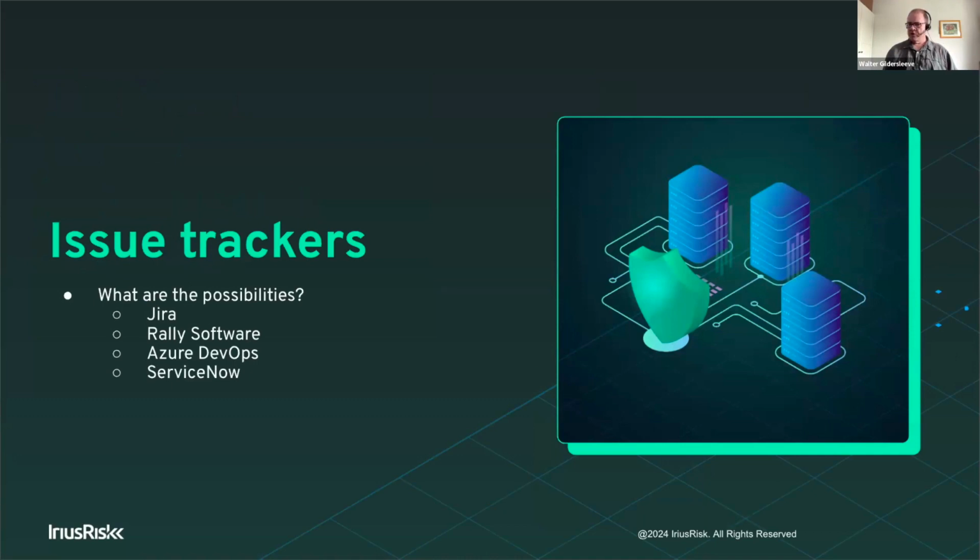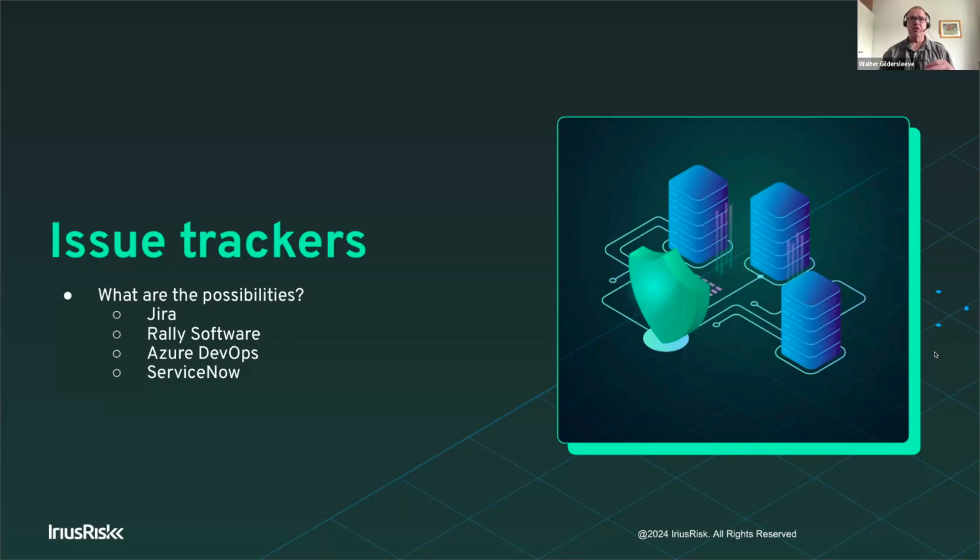So we have always integrated with issue trackers. Here you see the four possibilities that by default we integrate with: Jira, Rally software, formerly I believe it was CA Agile Tracking. We have Azure DevOps and ServiceNow.